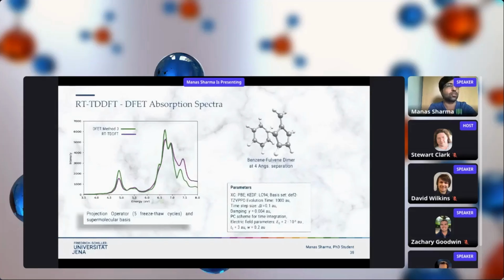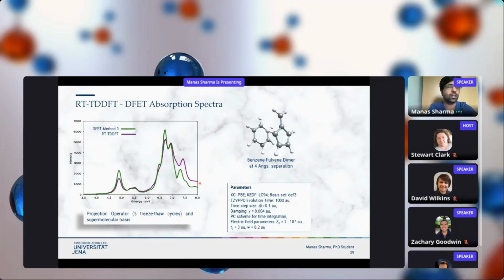Now, let me also show you some RT-TDDFT results. For this, we are considering a system of 2 interacting chromophores, such as a benzene-fulvene dimer at a separation of 4 angstroms. And the purple curve is the RT-TDDFT absorption spectrum obtained when you run the calculation on the entire system. So that would be our reference curve. And the green curve corresponds to the DFT embedding with method 3, that is the projection operator, the exact method. And you can see that the embedded absorption spectrum is able to reproduce all the major characteristic features of the reference spectrum.